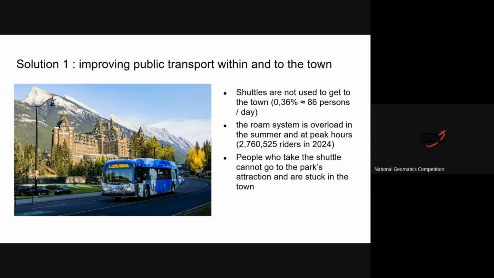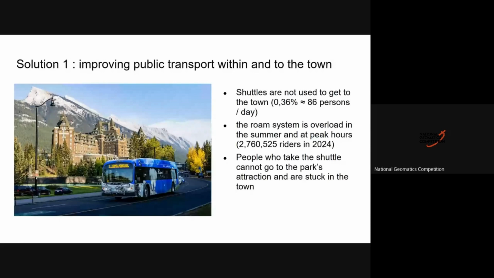So the first solution that we're proposing is to improve the public transit within and to the town. As some studies have shown, the shuttles to go to the town are barely used. Only 0.36% of visitors use the shuttles. That's approximately 86 per day, so it's really nothing.